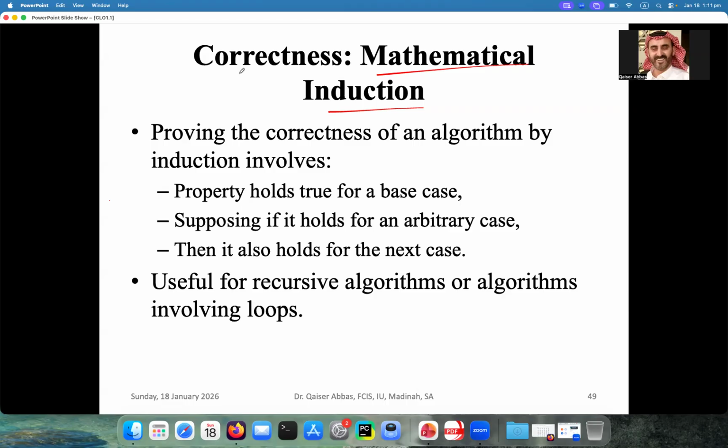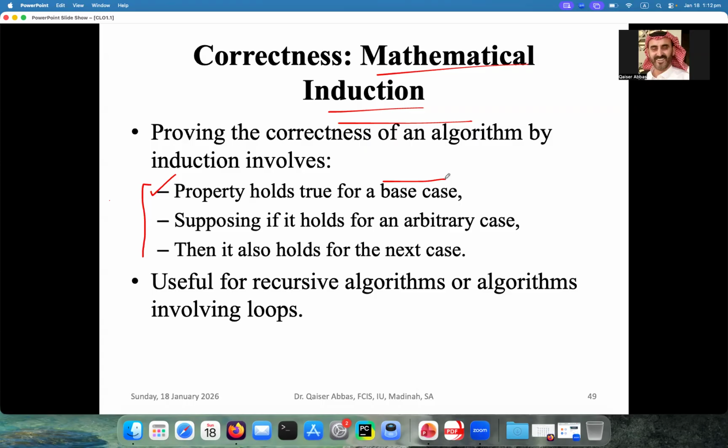So now we have to prove the correctness of the algorithm through mathematical induction. But before that, as you were forgetting what mathematical induction is, this is for your memory: you have to do these three steps. Through this mathematical induction, we will prove again the correctness of the algorithm. What are those steps? Number one, you will consider the base case.